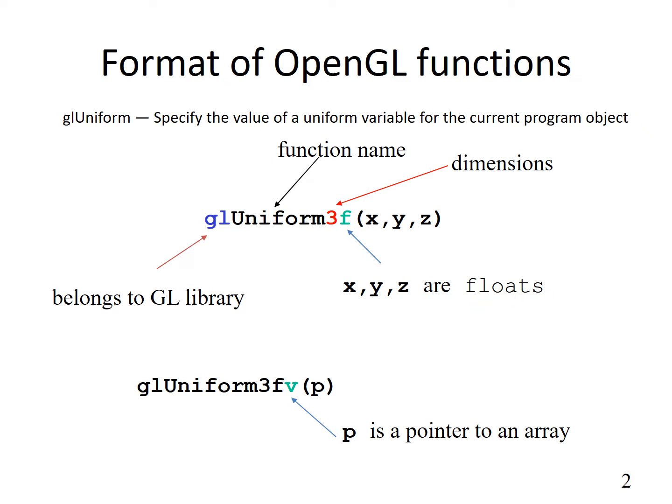Now, another variant of the same function is glUniform3fv, where the v means that this is a pointer to an array, and hence we only pass one parameter, which is the pointer to the 3f array.